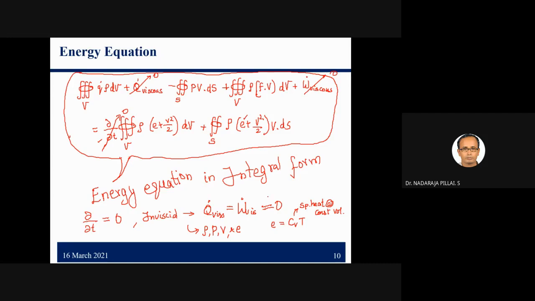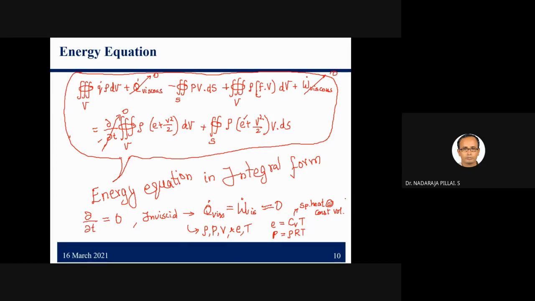So we have E, and what about T? We have E and we have T. How to replace this T? Again, we have another equation. What is that equation? P is equal to rho RT. This is the equation of state, the perfect gas equation of state. And finally, we have 5 unknowns and 5 equations, and we can solve nicely.